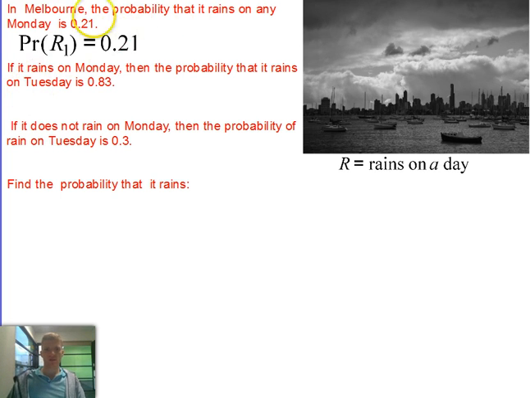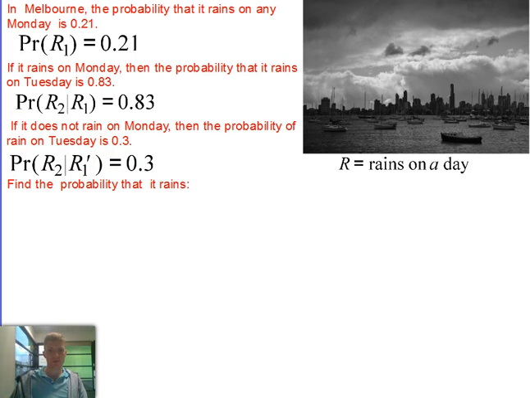Now, let's summarize these descriptions in the question with probability statements. The probability that it rains on a Monday, which is R1, is 0.21. If it rains on a Monday, so given R1, then the probability of R2 is 0.83. And then we have the probability of R2, given that not R1 has occurred, because it did not rain on the Monday. So let's find the probability that it rains on a Tuesday, which is just R2 only.